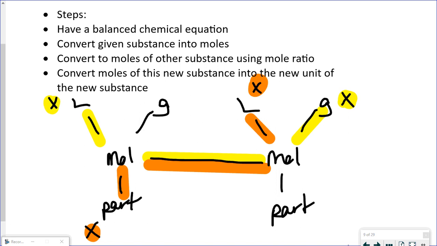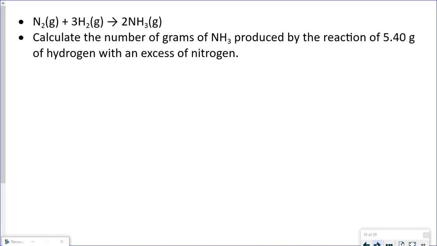Here's what some of our problems are going to look like. So yet again, you're going to have an actual equation, but you really need to figure out what steps you need to take and then perform those conversions. So here we have nitrogen and hydrogen producing ammonia, and we want to calculate the number of grams of ammonia produced by the reaction of 5.40 grams of hydrogen with an excess of nitrogen. Anytime it says there's an excess of something, that's simply extra information saying that this reaction can go to completion.